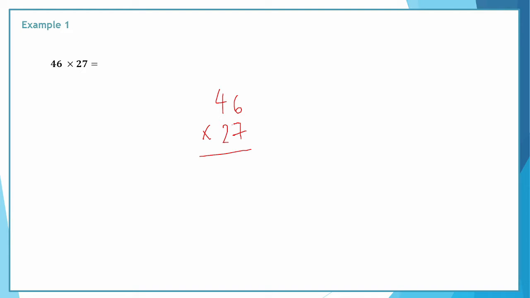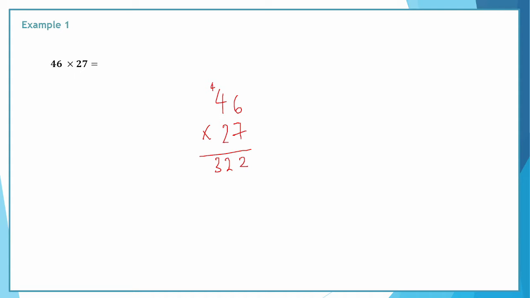We'll start off with the 7 here, and we'll do 7 times 6, which gives us 42. So we put the 2 down here and place the 4 up here. And then we do 7 times 4, which gives us 28, plus the 4 gives us 32. And now we're going to move on to the 2.